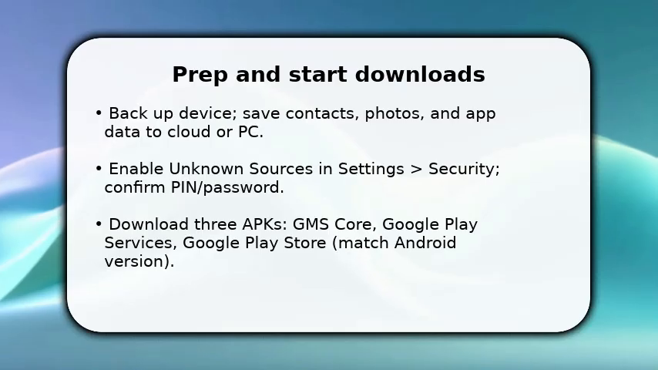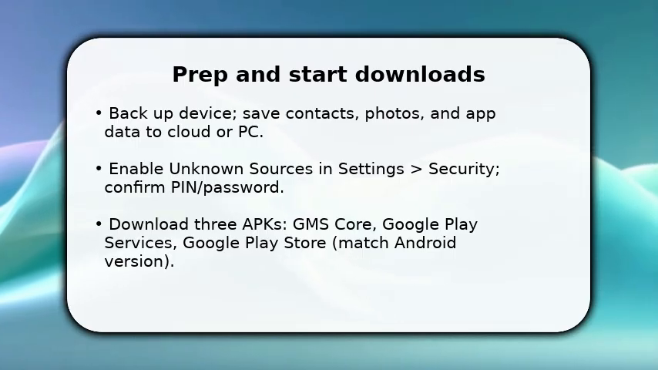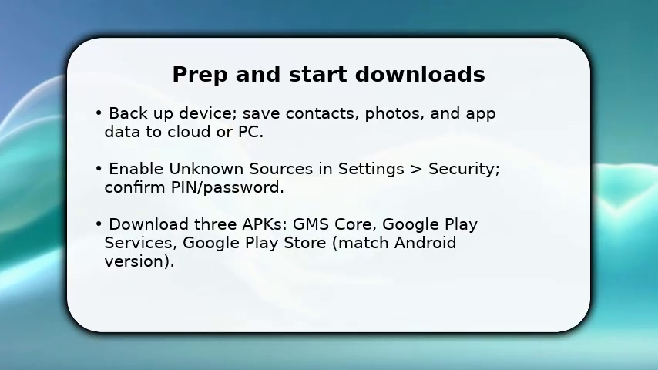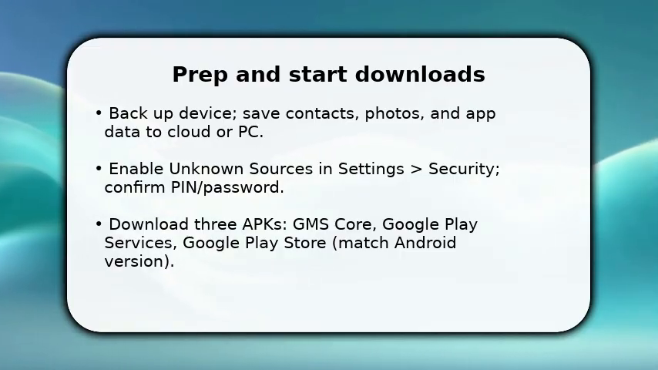Enjoy the video. You begin by protecting your data and getting the right installer files. First, back up your phone to cloud or PC so you can restore if needed. Once done, go to Settings and enable installation from unknown sources. This lets you install APKs outside the App Store.